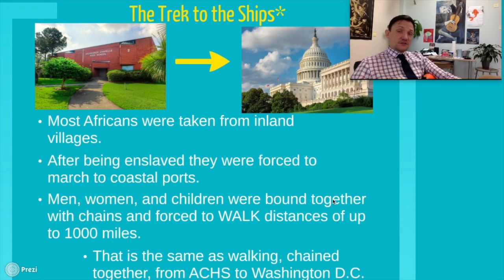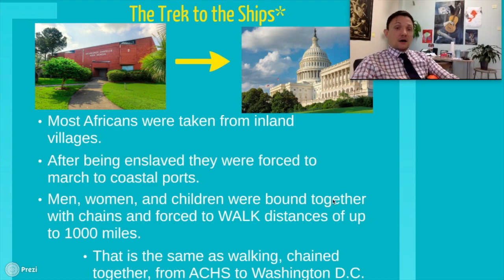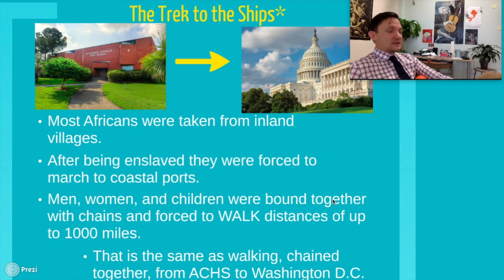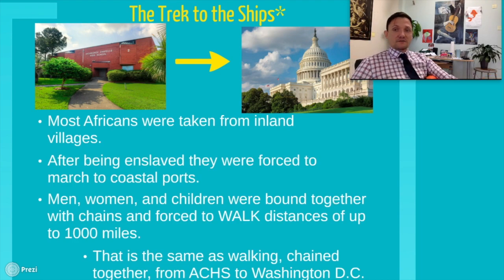Now, first of all, let's talk about the trek to the ships, right? This whole slide is very important. I'm going to be saying a lot of extra stuff, right? Now, most Africans were taken from inland villages, all right? I don't mean places all the way on the inside of Africa, like the Congo, which is going to come up later, in the late 1800s when the Europeans start to scramble for Africa. Thanks, quinine medicine. We won't get into that right now, okay? But most Africans were taken from villages shortly inland, maybe at most 1,000 miles in off the shore.